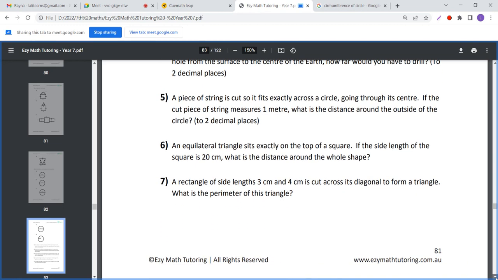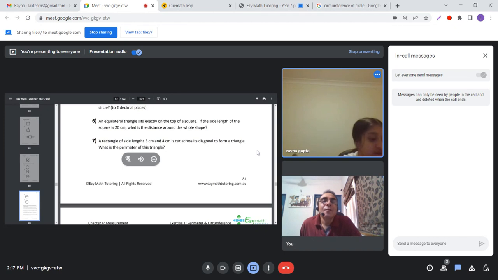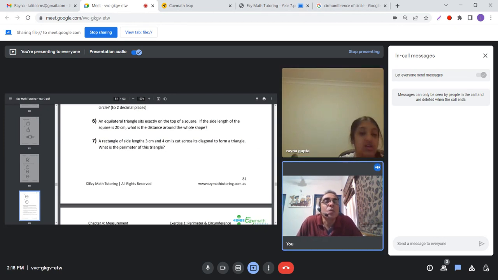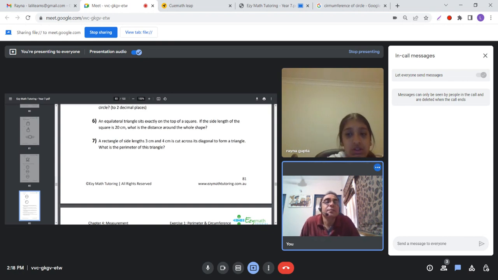Okay, question 6. An equilateral triangle sits exactly on the top of a square. If the side length of the square is 20 centimeters, what is the distance around the whole shape? You need to be imaginative. You want me to draw the figure for you?